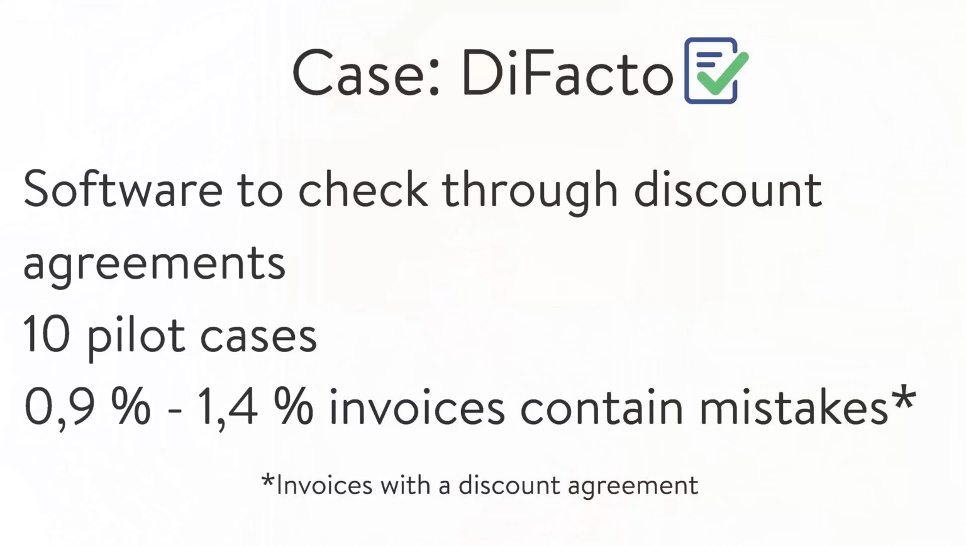So that's where automation comes into the picture and why I got interested in using AI to do my projects. For example, now I'm working on a startup. It's very, very boring. It's called De facto. It's a software that checks through discount agreements. And we used 10 pilot cases to derive the fact that between 0.9 and 1.4% of all invoices that have a discount agreement contain a mistake.